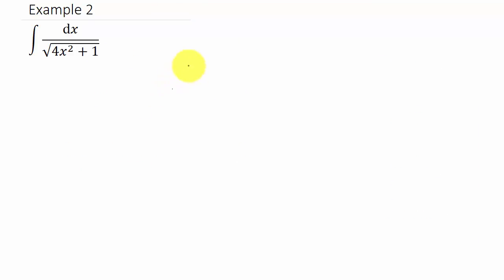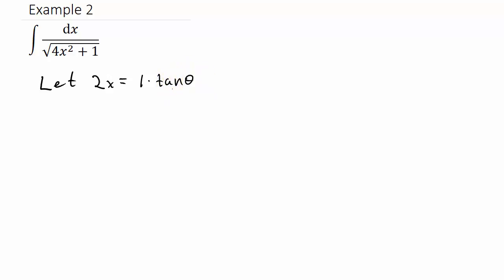Like I said, we have the square root of a squared plus u squared. Here's our a squared, here's our u squared. Remember, this can also be written as the square root of 2x squared plus 1 squared to get it in this form. So we're going to let, not x, but 2x equal a, which is 1, times tangent theta.